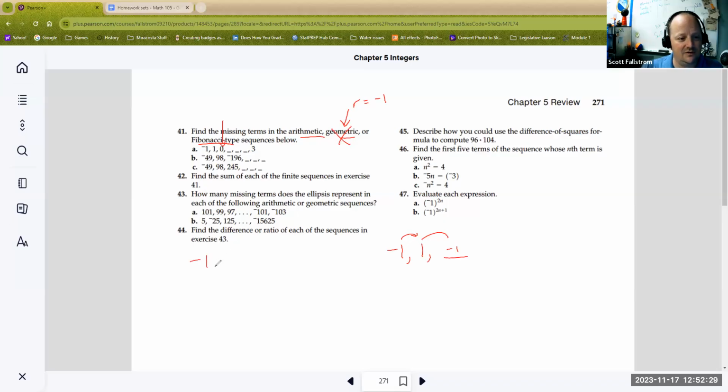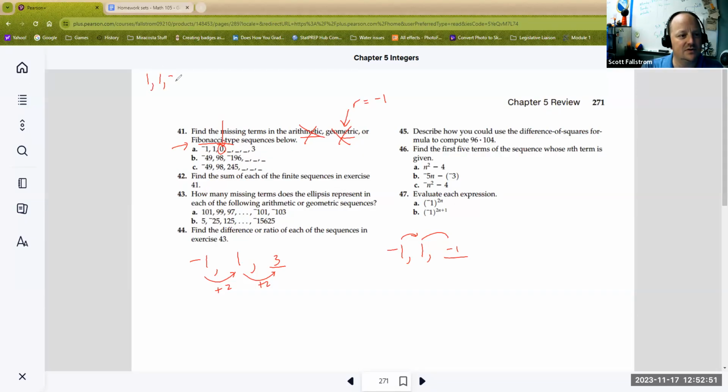Let's try arithmetic. If it was arithmetic, then I would add the same thing each time. So I must have added 2, and then I must add 2 again because it's going to keep going. So my next number should be 3. My next number is not 3, it's 0. That tells you it's not arithmetic. There's only one option left, and it's the Fibonacci type sequence.